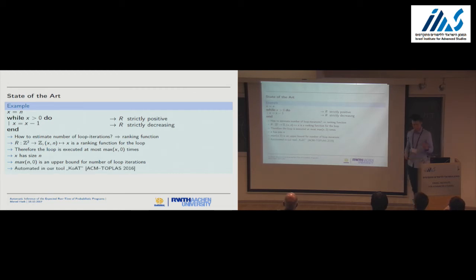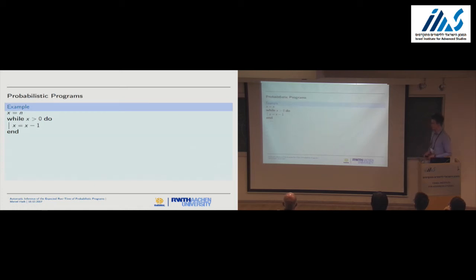And in this special case, it's also the exact number of loop iterations. And this has already been automated and published last year. Now, the question is, what happens if we allow assignments to be probabilistic? This was a deterministic assignment, x is decreased by 1.